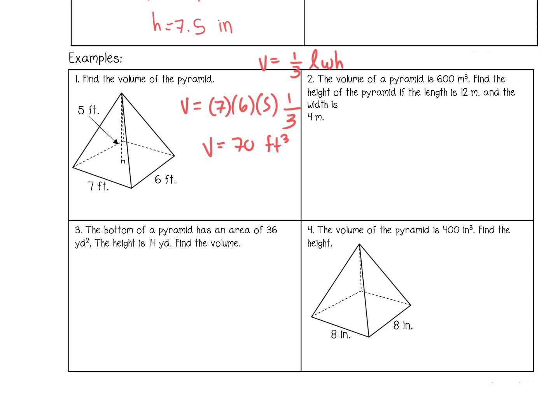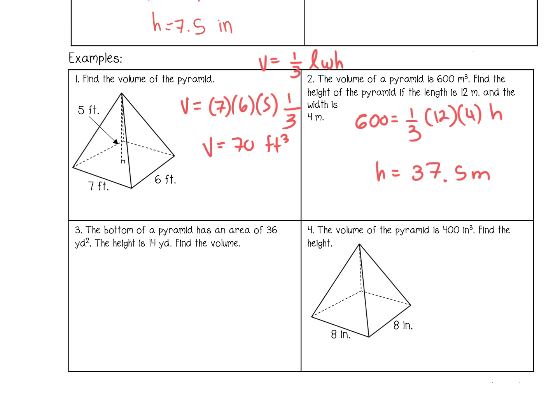For number 2, the volume of a pyramid is 600 meters cubed. Find the height of the pyramid if the length is 12 and the width is 4. So we're just going to plug in 600 equals 1/3 the length times the width times the height. That's going to give us a height of 37.5 meters.